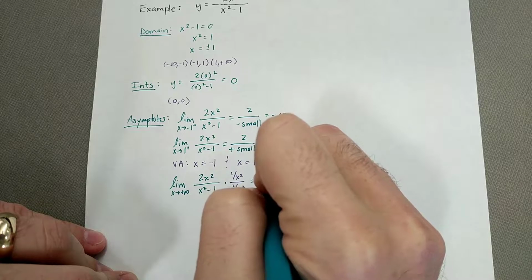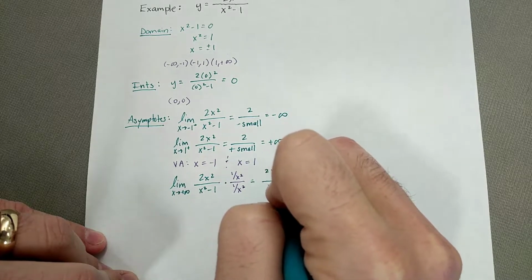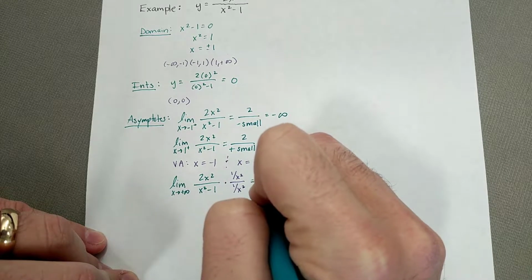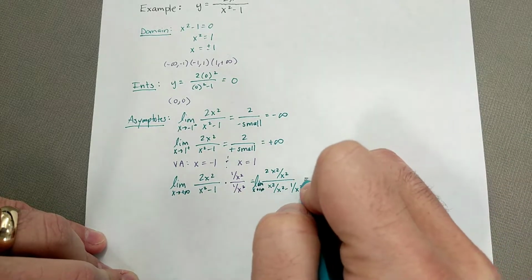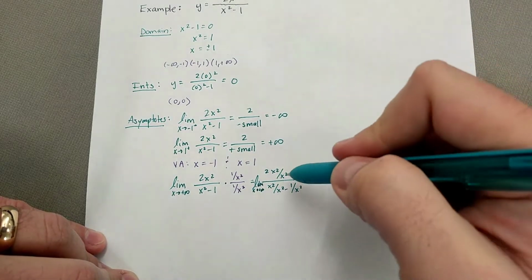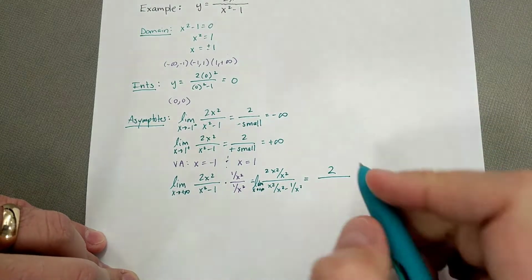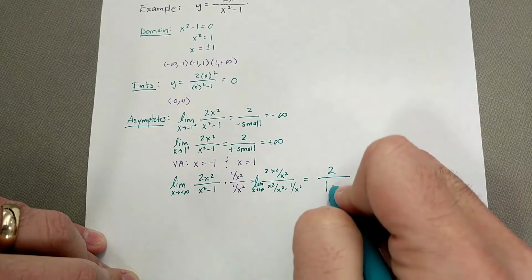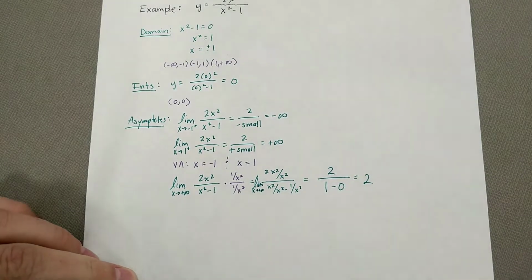So that's going to get us 2x squared over x squared over x squared over x squared minus 1 over x squared. Forgot the limit. Let me write that in. All right, so those divide, leaving us with 2. Those divide, leaving us with 1. And as x gets bigger, 1 over x squared heads to 0. So we get 2 as our limit.